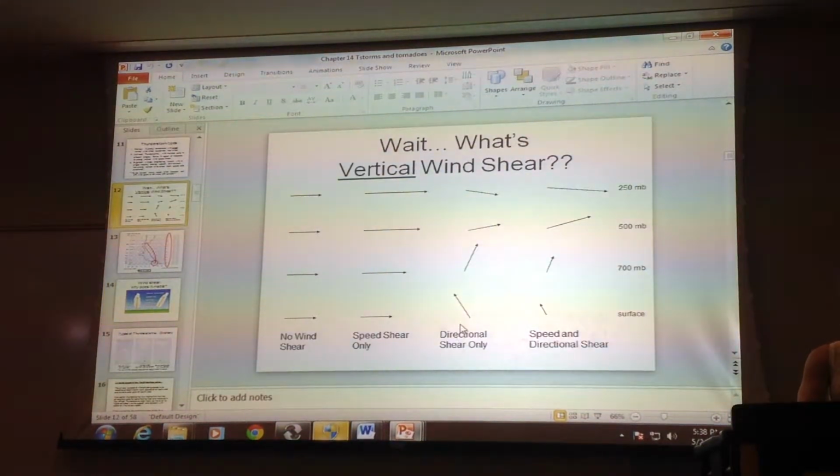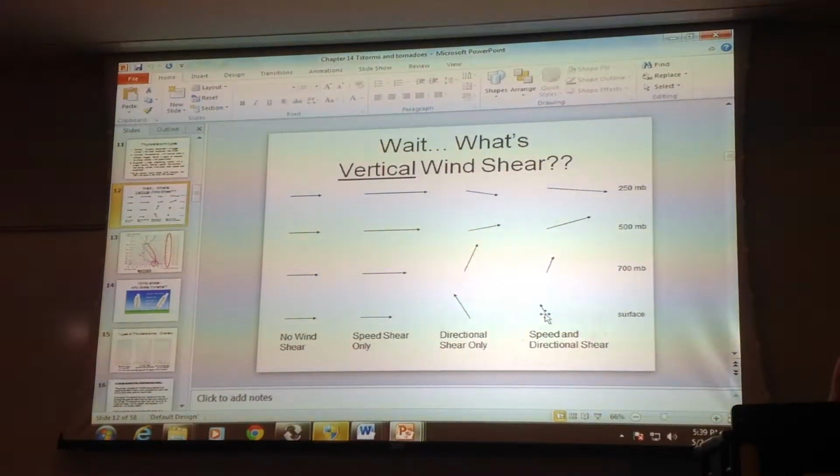However, in the multicell and the supercell, we do have wind shear. Speed shear is when you just have a change in the wind speed with height. So these wind vectors are getting longer and faster as you go up in the atmosphere. Directional shear only is when you just have a change in wind direction, but you'll notice all those barbs are the same length. And then speed and directional shear, which is what we have in supercells. Remember that speed and directional shear. Those are when you have wind speed and direction changing with height.